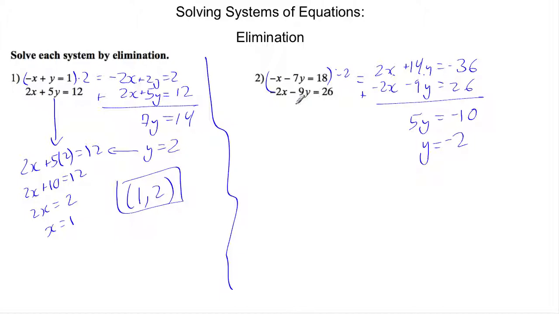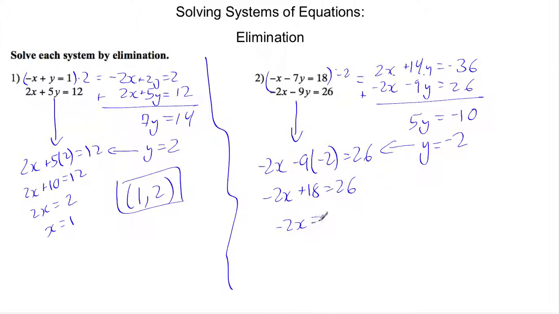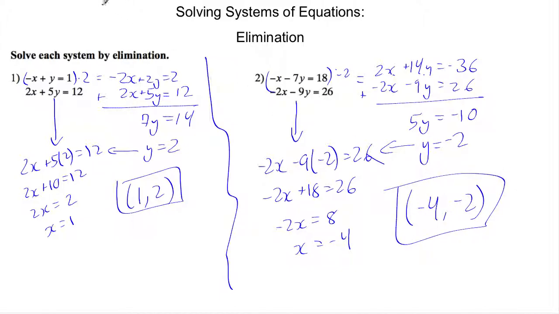If I take this y, I'm going to substitute it in. Again, I can use the second equation. So negative 2x minus 9 times y, which in this case is negative 2, is equal to 26. So negative 2x plus 18 is equal to 26. If I subtract 18 from both sides, I get that negative 2x is equal to 8. And if I divide both sides by negative 2, I get that x is equal to negative 4. So my solution is negative 4, negative 2.